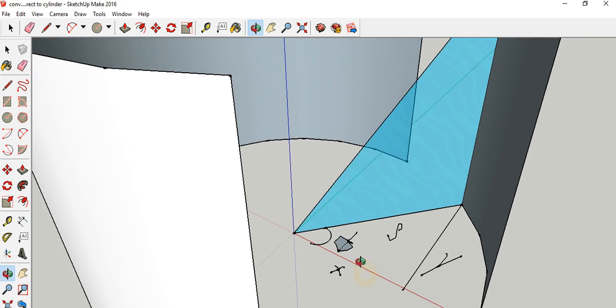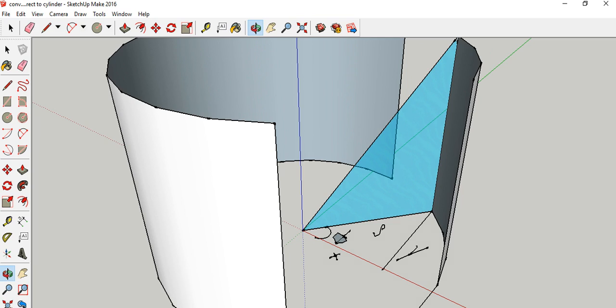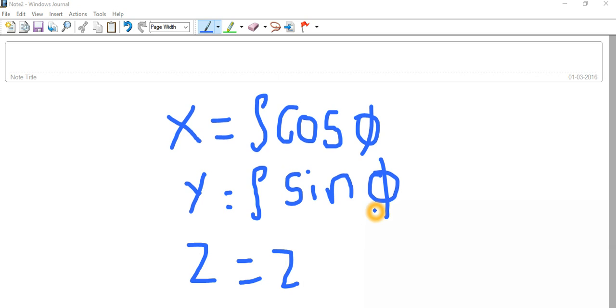If we see the relation, we are pretty clear that cos phi is adjacent side by hypotenuse. We know it from our basics of trigonometry. Cos phi is x by rho, so x equals rho cos phi. And sin phi equals opposite side by hypotenuse, that is, sin phi is equal to y by rho, so y becomes rho sin phi, and z is equal to z. Ultimately these are the three expressions: x equals rho cos phi, y equals rho sin phi, and z equals z.